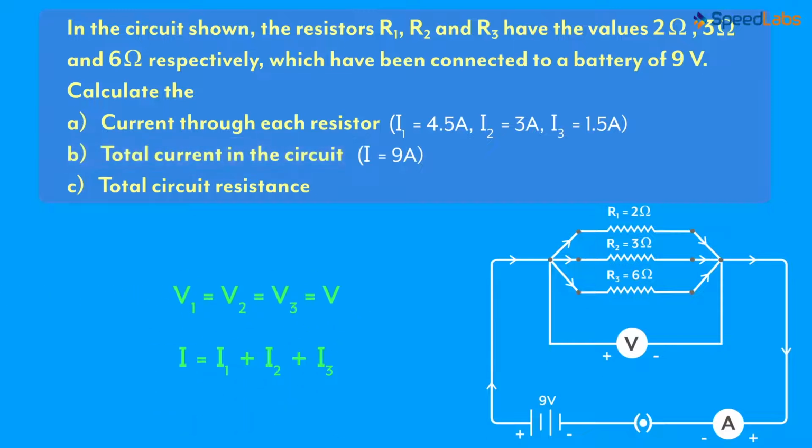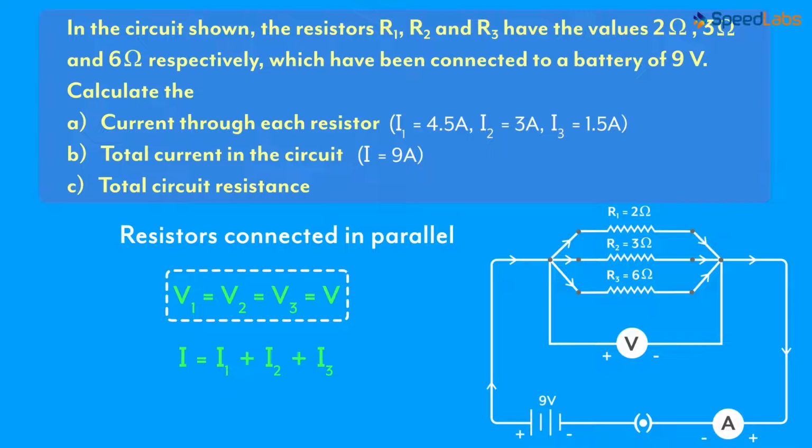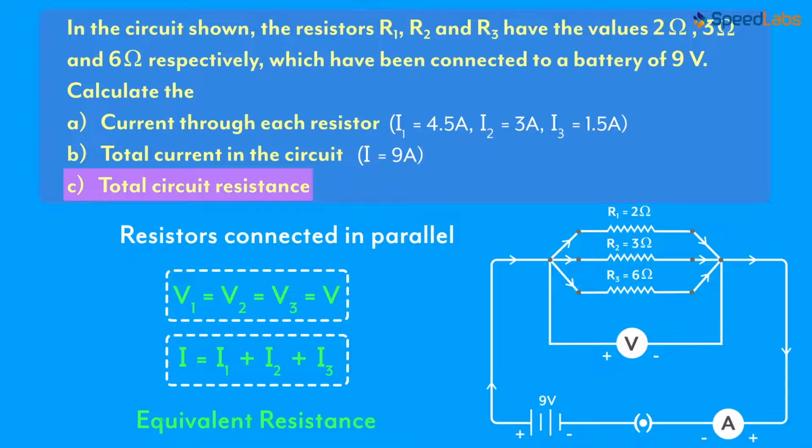These are the 2 things we'd learnt about resistors connected in parallel. The potential difference across each resistor is the same, and the total current in the circuit is equal to the sum of the currents across each of the resistors. What was the most important thing we'd learnt though? Yes, it was the overall or equivalent resistance.